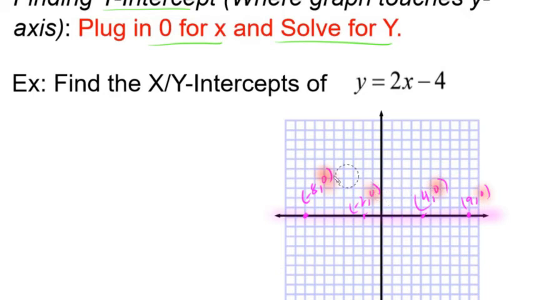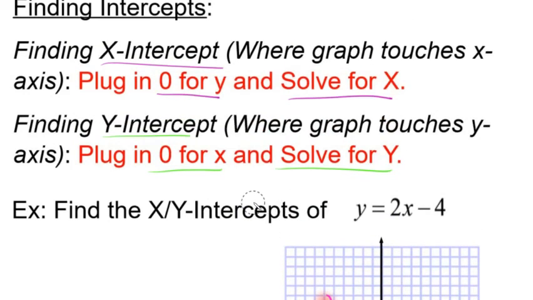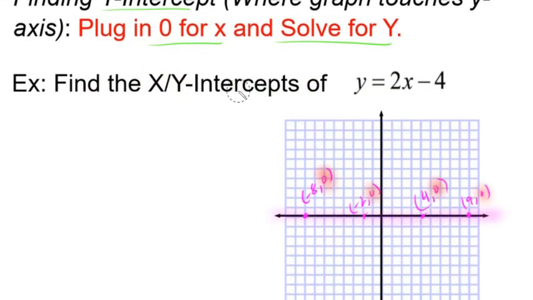And there's a really good reason for that: they all have 0 for their y values. Otherwise, they're not touching the x-axis. So every x-intercept has 0 for its y value, and we can use that to our advantage. If we know the y value is 0 for all x-intercepts, just make the y 0 and find out what that x is. That's all you do.